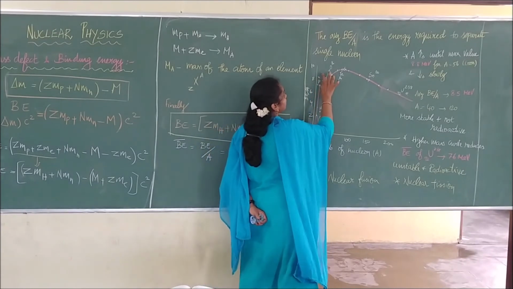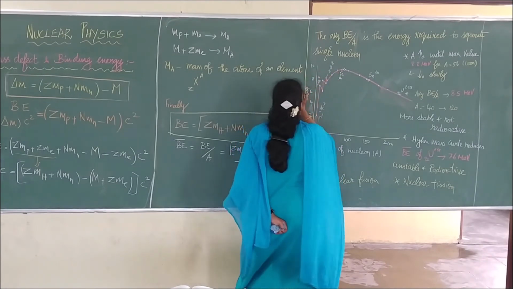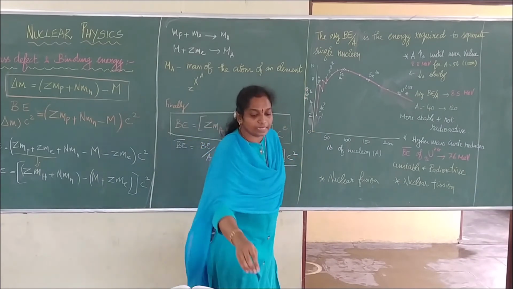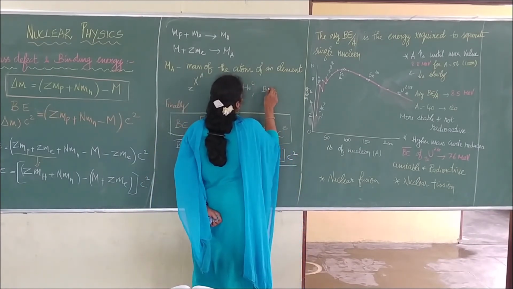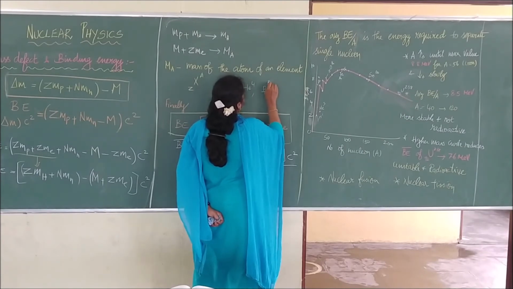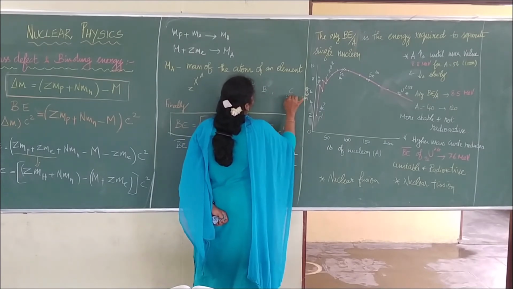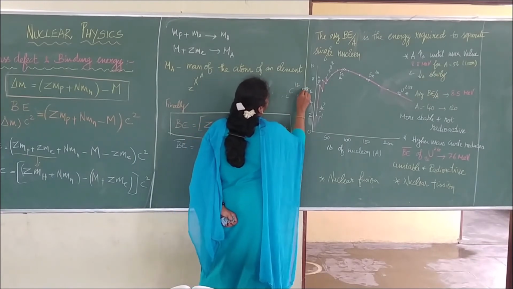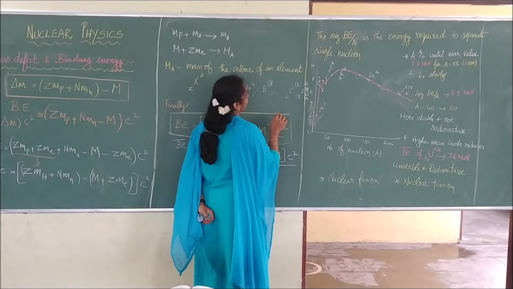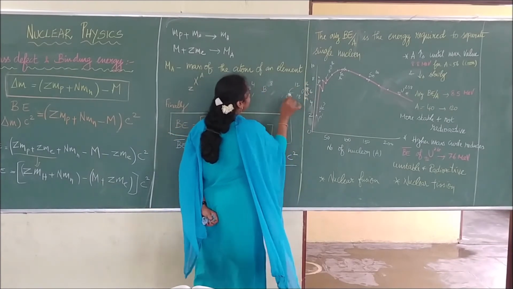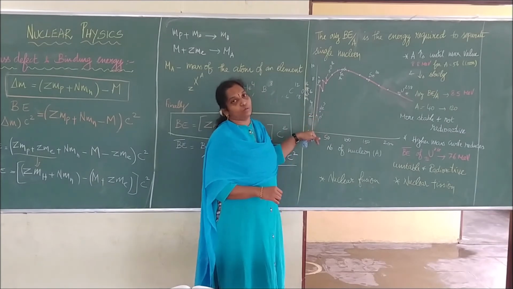Helium is 4. Carbon is 12. Oxygen is 16. Multiples of 4: 4, 8, 12, 16. For these we will have the peaks, which occur between mass numbers 1 to 20.